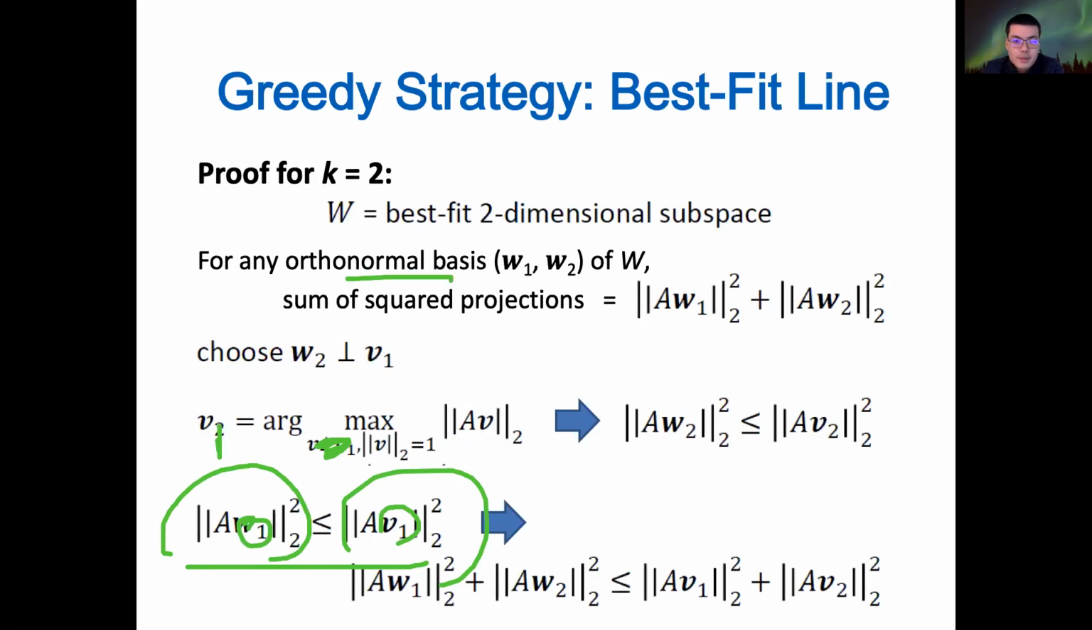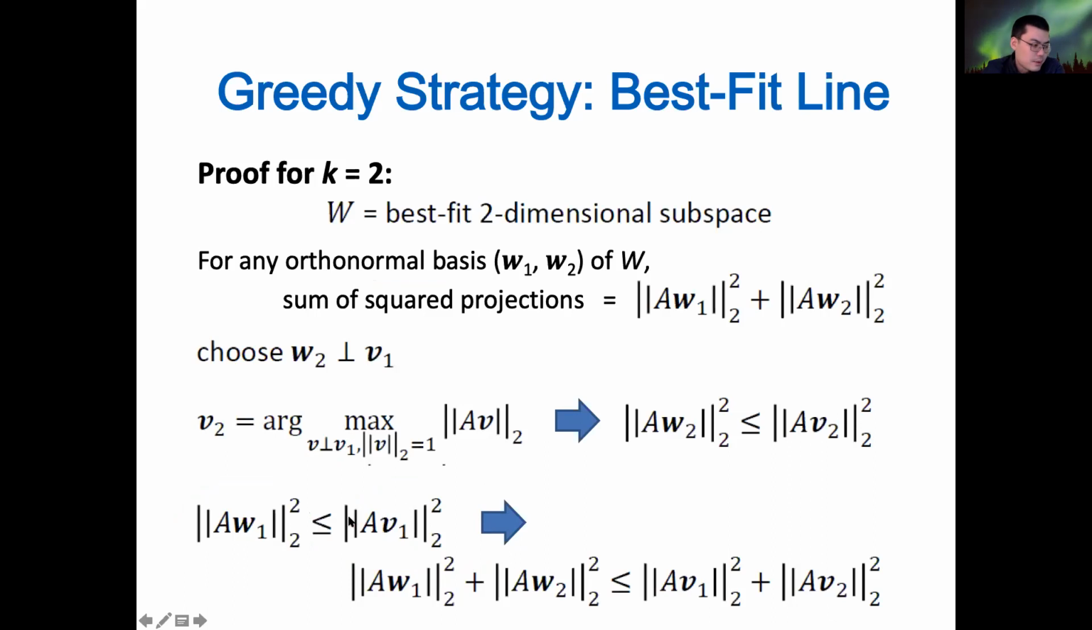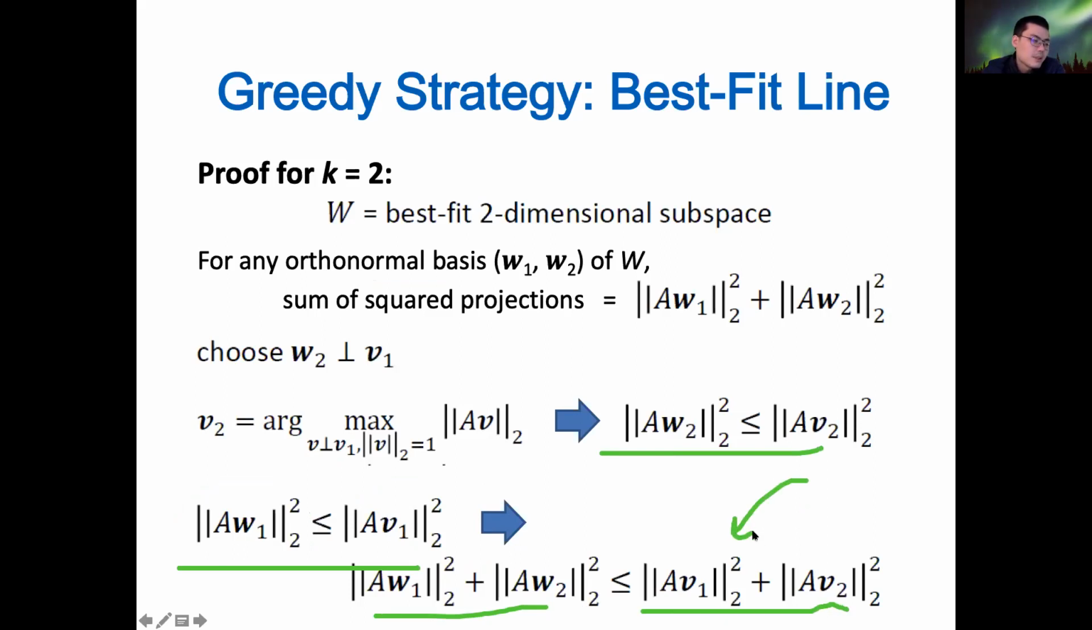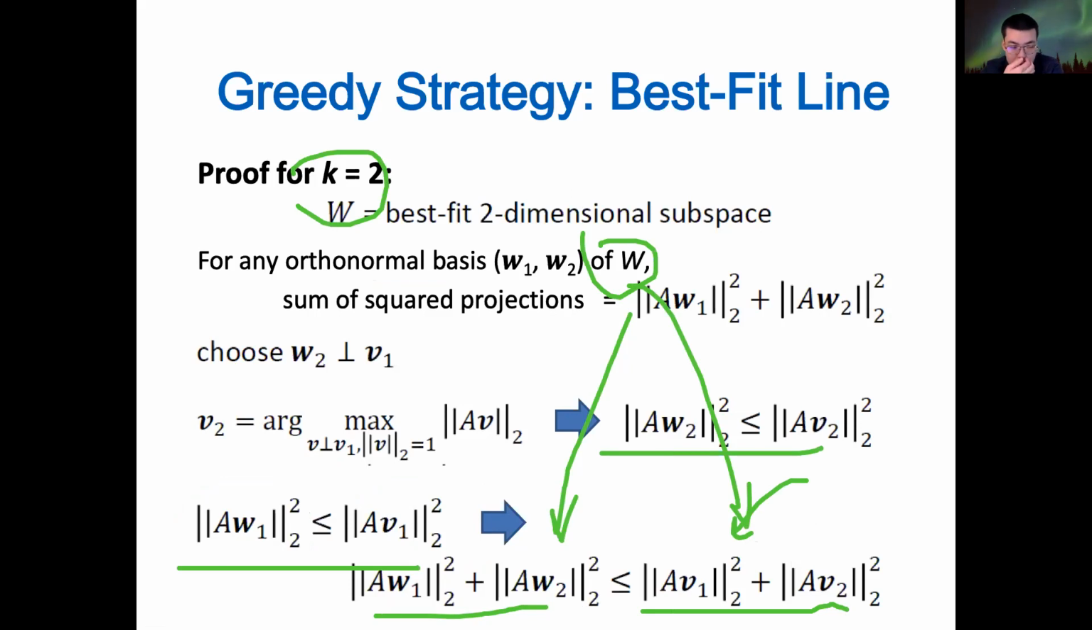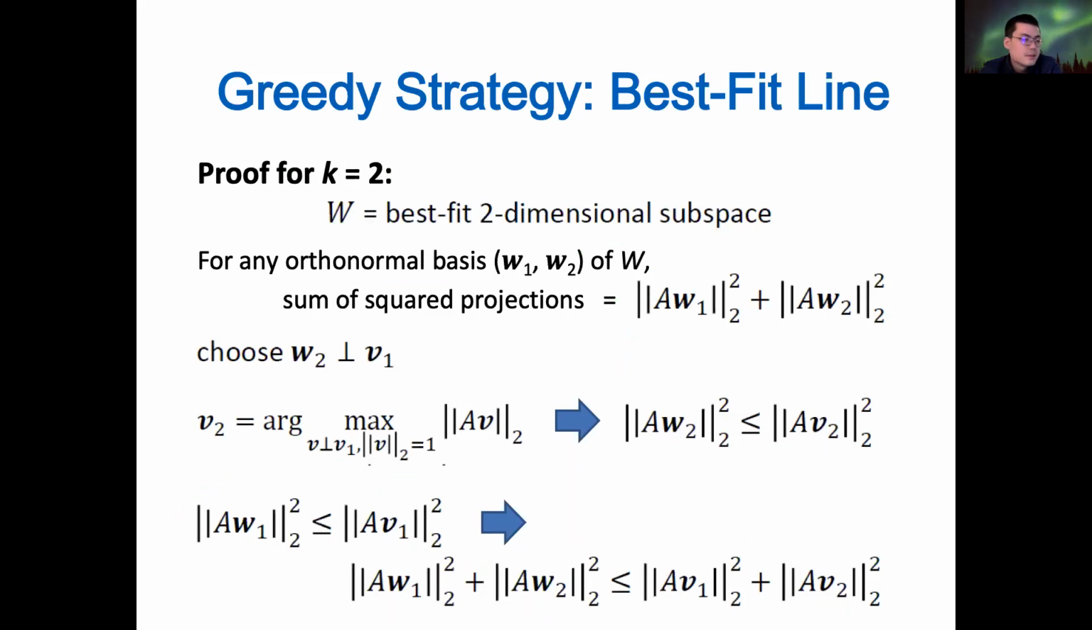Now let's combine these two conclusions. We sum this equation with this equation, sum of the left-hand side, sum of the right-hand side, and we get this. What does this tell you? The component in this W space is going to be no larger than the component along the V1, V2 span space. So this shows that for K equal to 2, the two-dimensional space spanned by V1, V2 is really the best. So that's the property. You can see, hey, it's really the best.